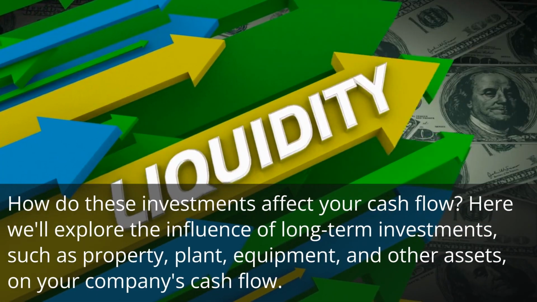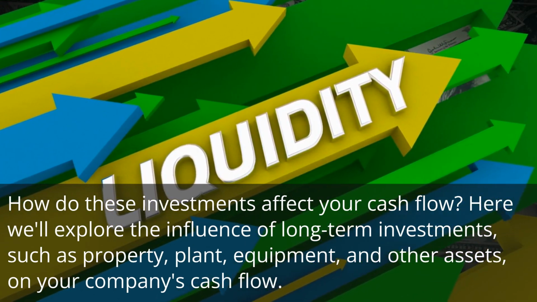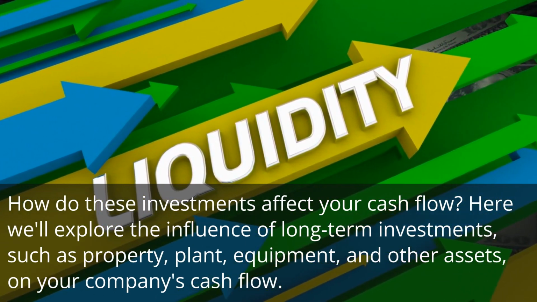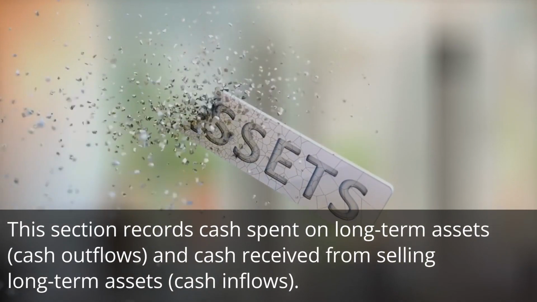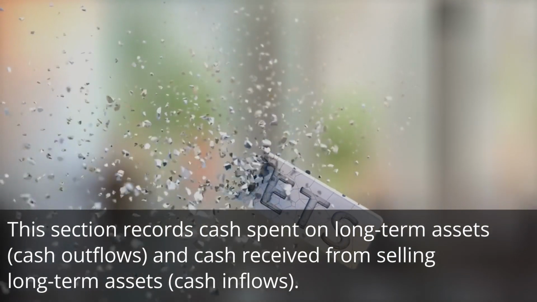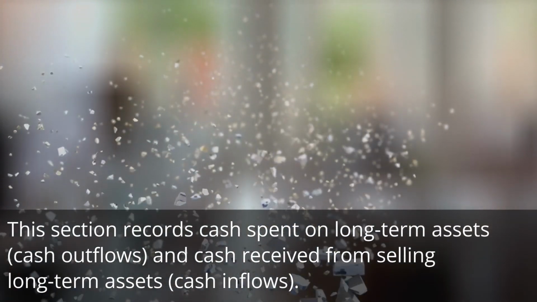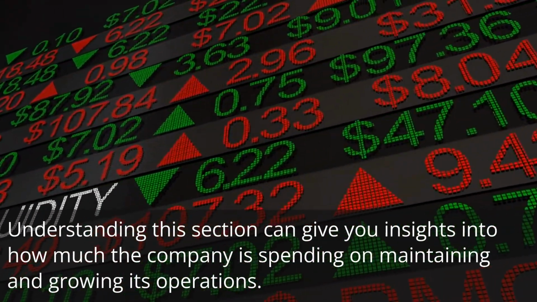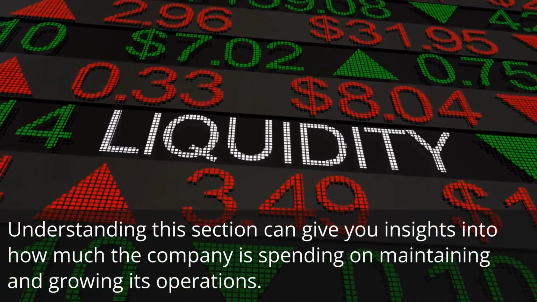Investing activities. How do these investments affect your cash flow? Here, we'll explore the influence of long-term investments, such as property, plant, equipment, and other assets on your company's cash flow. This section records cash spent on long-term assets, cash outflows, and cash received from selling long-term assets, cash inflows. Understanding this section can give you insights into how much the company is spending on maintaining and growing its operations.